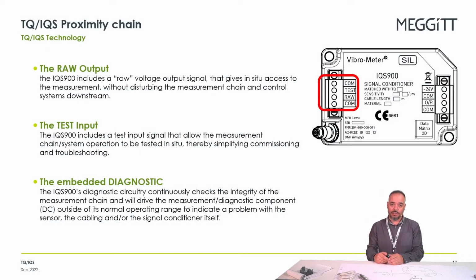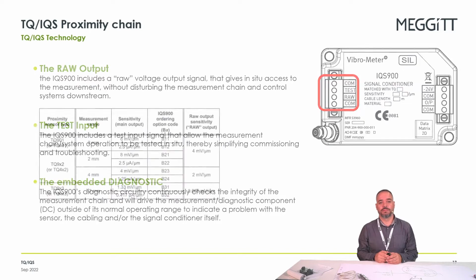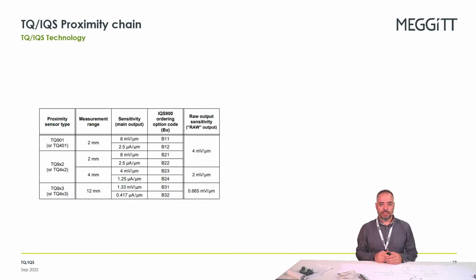The new IQS 900 has additional features that are very welcome in the field. These are a raw output, a test input, and an embedded diagnostic feature. The raw output signal allows a sensor or a measurement chain to be verified without disconnecting any outputs from the IQS 900 signal conditioner. The raw output will always be in voltage, regardless of the output of the IQS being in voltage or current. With a simple voltmeter, we can evaluate the state of the conditioner and also have an idea of its output.